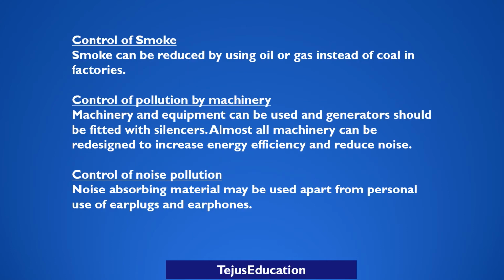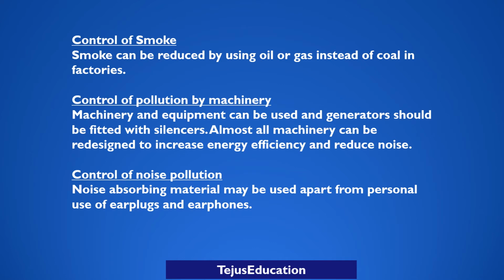Now, how to control smoke and pollution by machinery and noise pollution. Smoke can be reduced by using oil or gas instead of coal in factories. Fossil fuels can be avoided. Control of pollution with machinery. Machinery and equipment can be used and generators should be fitted with silencers. Too much noise adds to stress. Almost all machinery can be redesigned to increase energy efficiency and reduce noise.